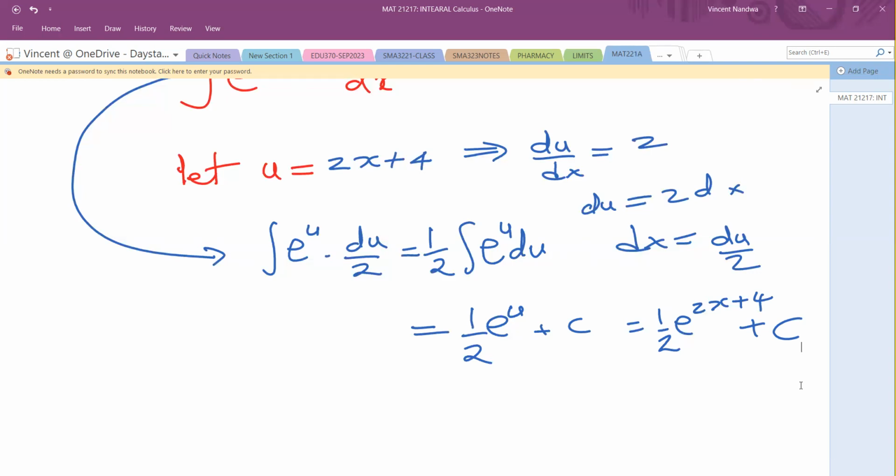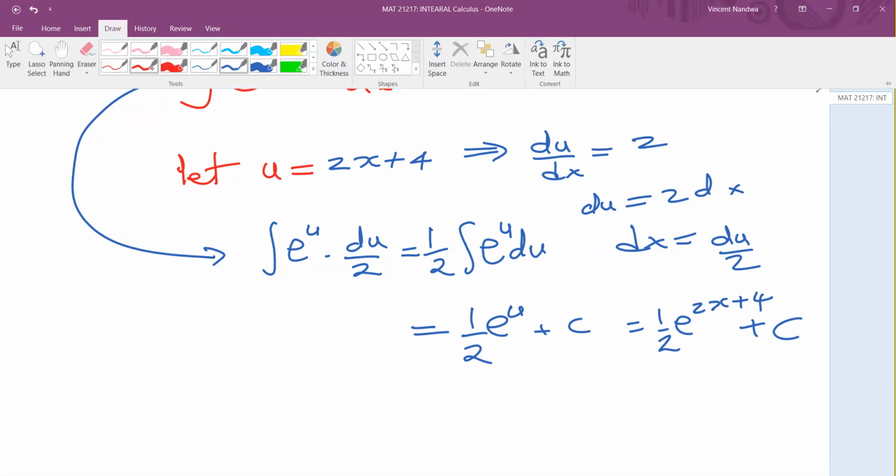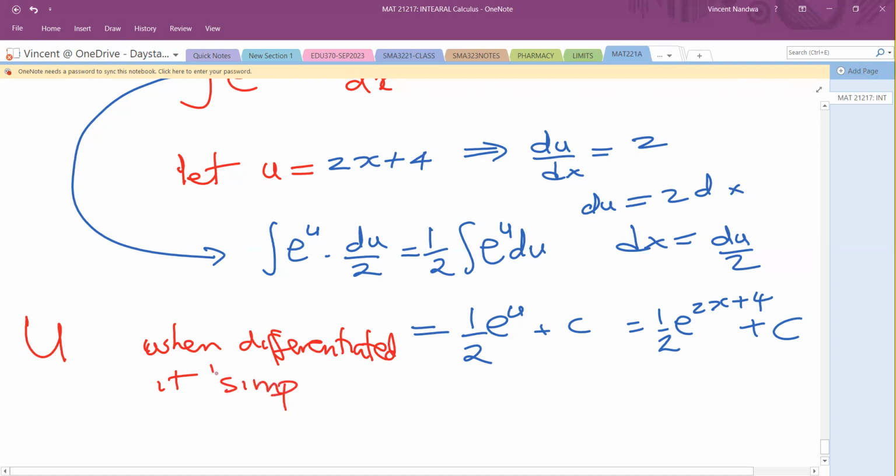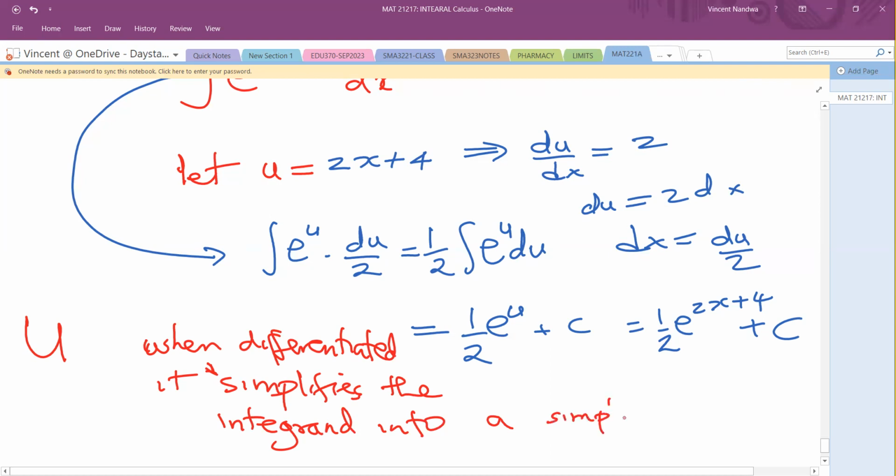But the main thing from all the problems we have discussed, you see that there are problems where what you are going to fix to be u is obvious, but there are problems where you have to be very careful on what you're picking as your u. What can inform you to know the best choice is that you pick a u such that when differentiated, it simplifies the integrand into a simple form. And remember, what simplifies is relative.